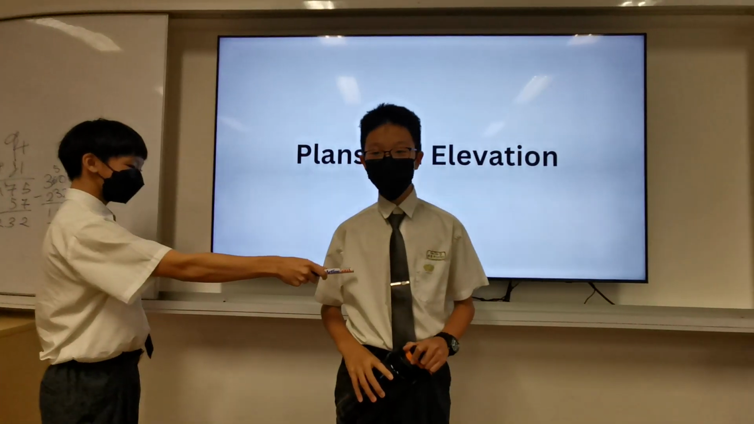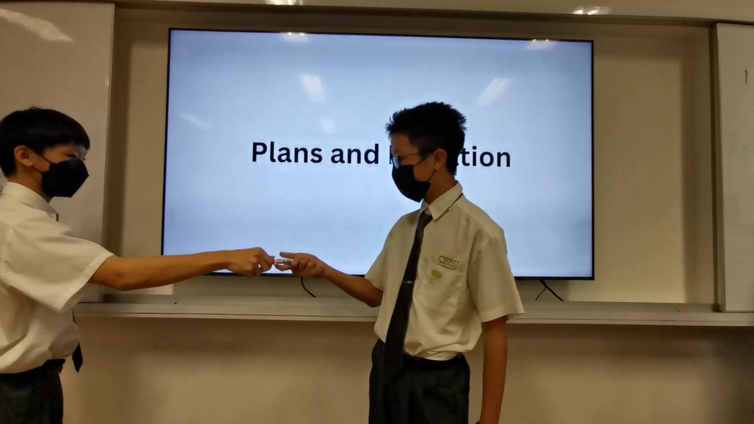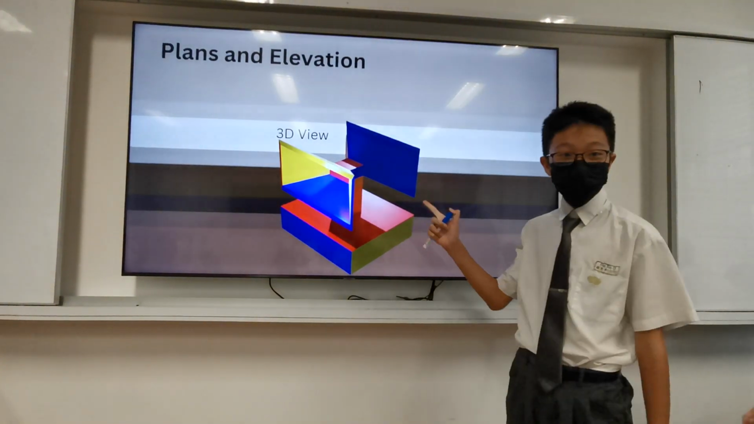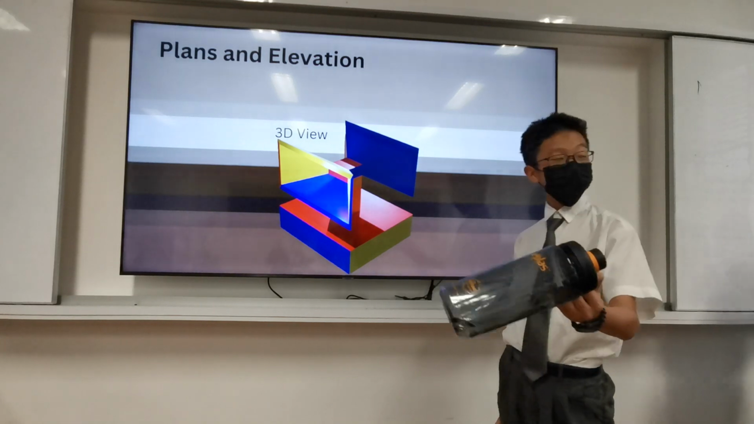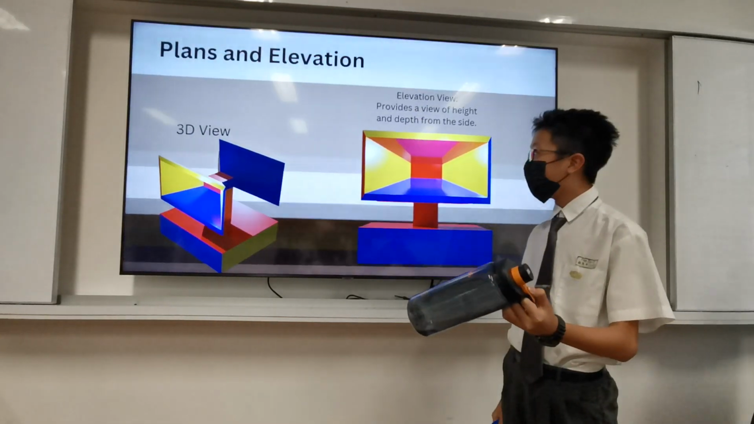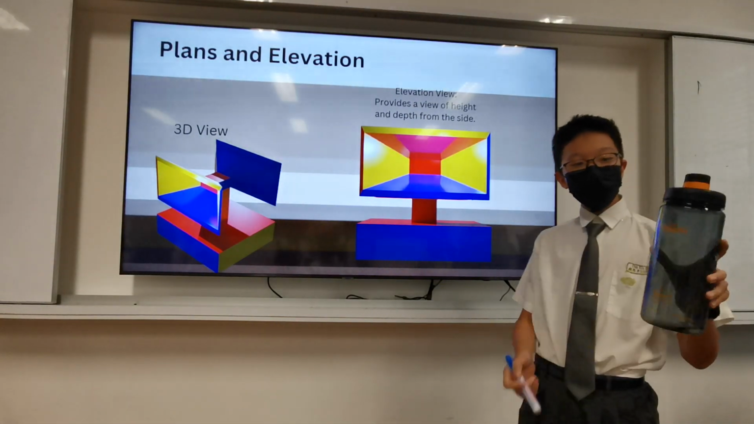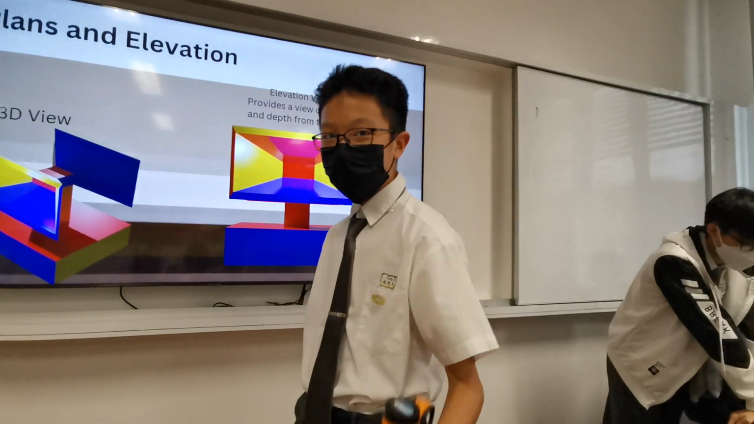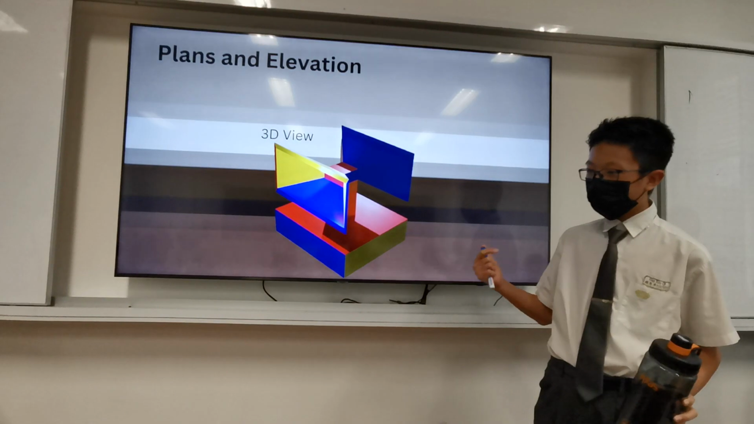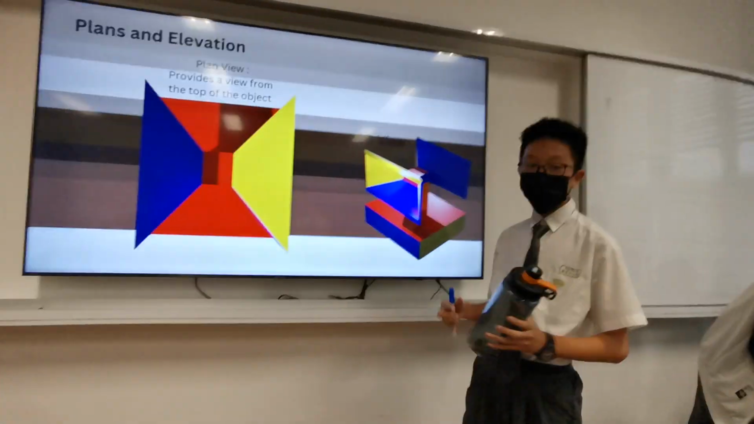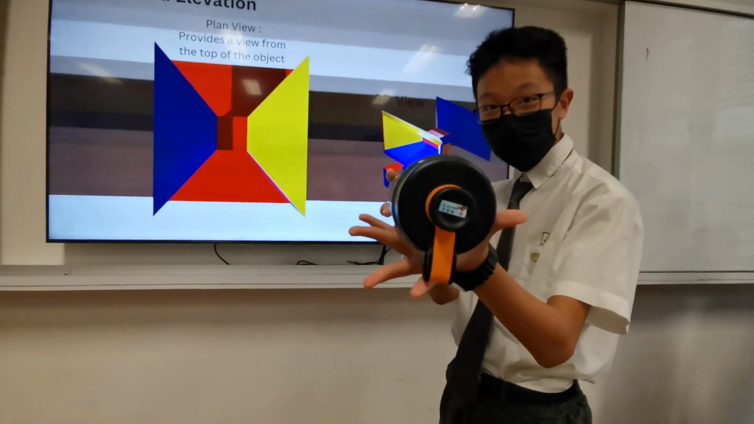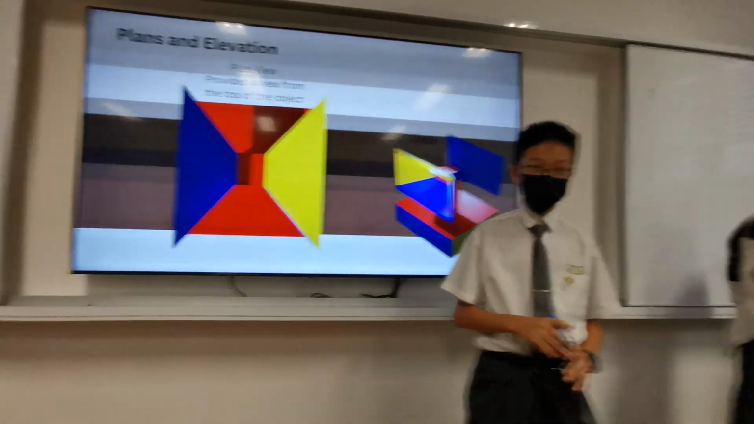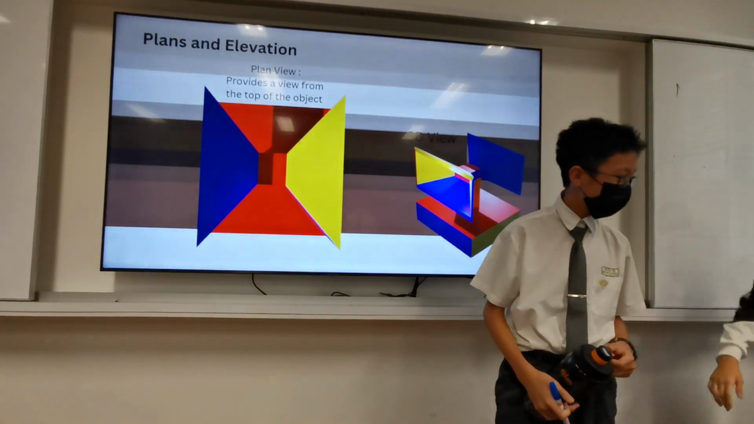Plans and elevation. Next slide. So this is the 3D view, like this bottle. And elevation is from the side to the bottom center, like this. This is the plan view, it's from the top of the bottle. It provides a bird's eye view from the top of the object.